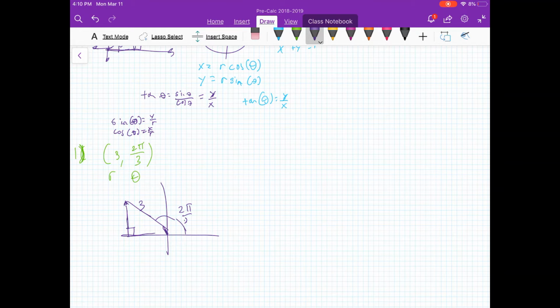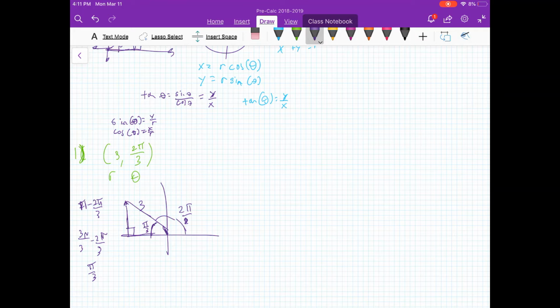If this is 2 pi over 3 radians, then this distance over here must be pi minus 2 pi over 3, and we can figure out what that is. It'd be 3 pi over 3 minus 2 pi over 3, which gives us pi over 3. So this right here would be pi over 3. Okay, and so from here we just need to figure out what this point is.